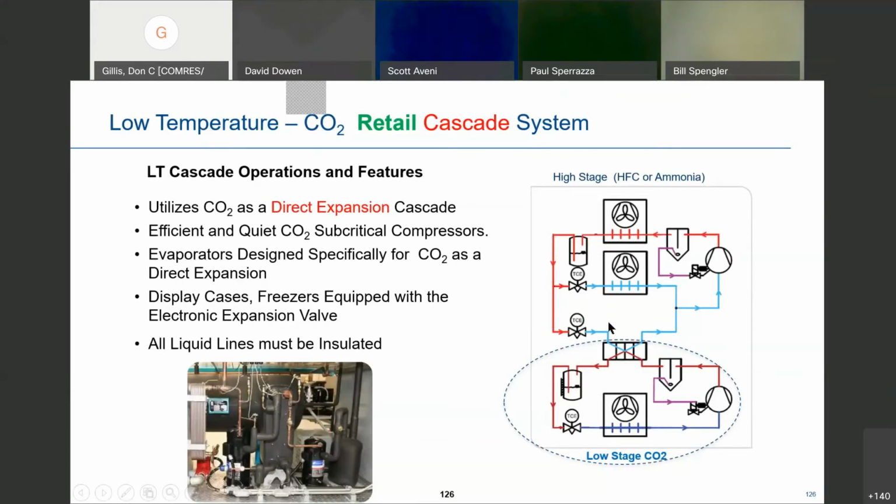If they're not sure about going all the way CO2, we've still got a little bit of HFCs here removing the heat again from the CO2. So we're not seeing outside ambient. So very, very good in low temperatures. Utilize CO2 as a direct expansion in display cases and freezers equipped with electronic expansion valves. Again, CO2 is very hyperactive. So when we use CO2, we're going to see everything modulating, mostly all electronics on everything, okay?